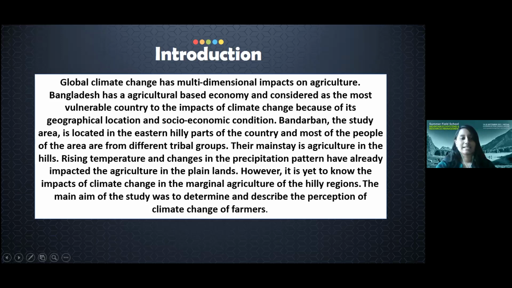Rising temperature and changes in precipitation pattern have impacted agriculture in the plainlands. However, it is yet to know the impacts of climate change in the marginal agriculture. So the main aim of this study was to determine and describe the climate change of the area.